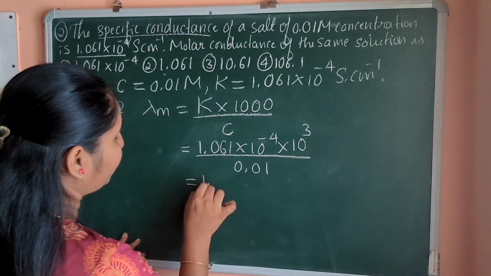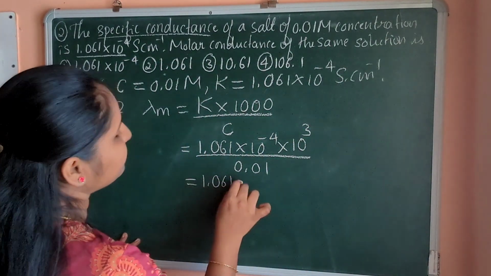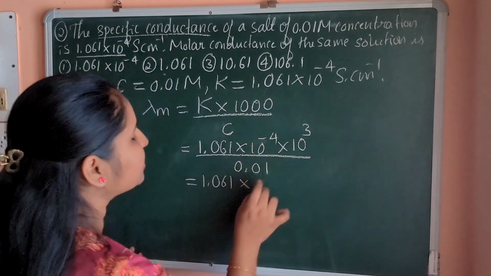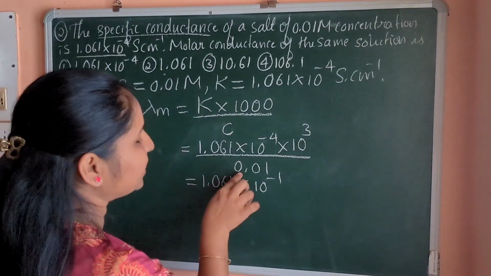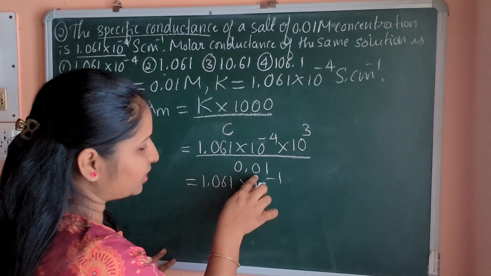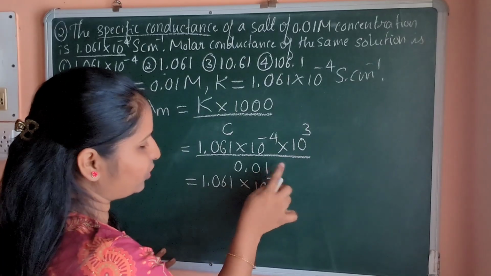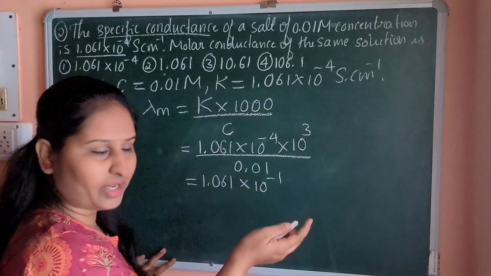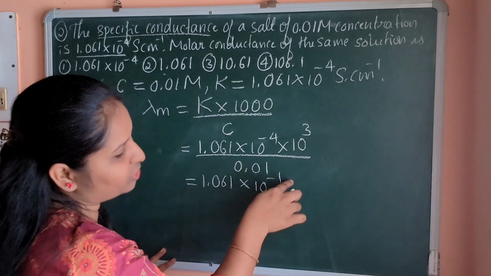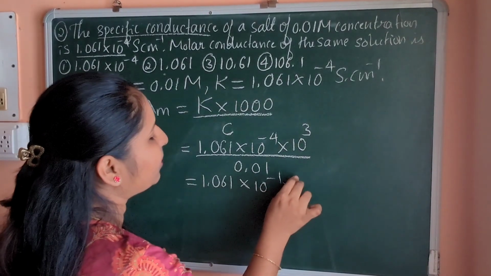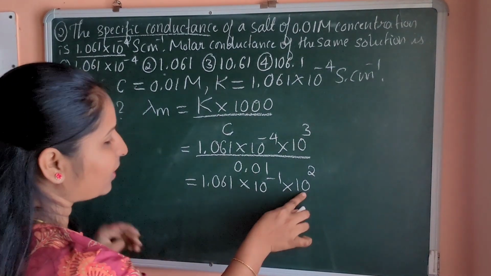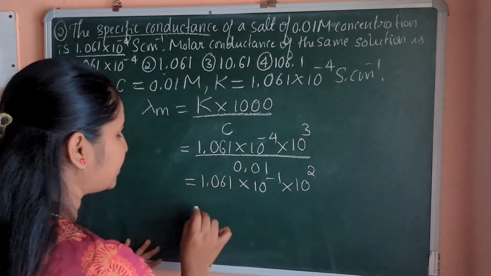I'll keep this 1.061 as it is, into 10 to the power minus 4 plus 3, which means it is minus 1. And I'll take this 0.01. So I'll shift the point here, digits here, 1 and 2, which means it is 10 to the power minus 2. If 10 to the power minus 2 is in the denominator, then when it comes to the numerator, it will become 10 to the power plus 2. So I'll write like this. Right. So now here 10 to the power 2 minus 1, which means it is 10.